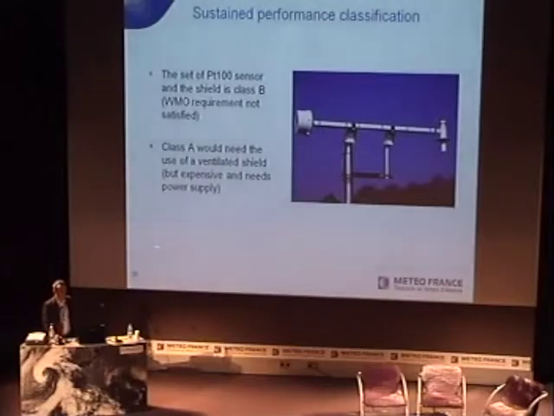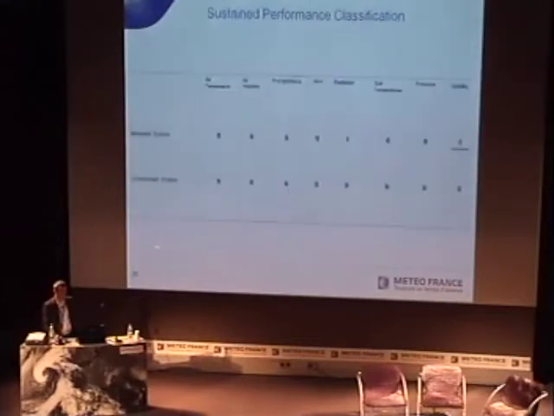So in our example, we are in B class, and if we would like to meet the WMO requirement, we need a ventilated shield that requires power supply, and that is more expensive. So this is not what we usually use in our network. Here you have some examples of the different sustained performance classifications for our basic network.